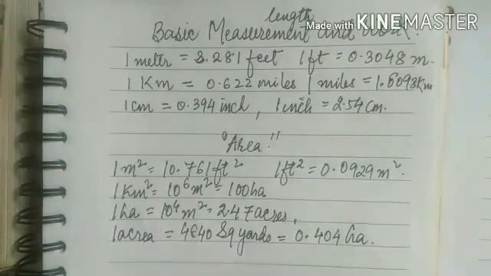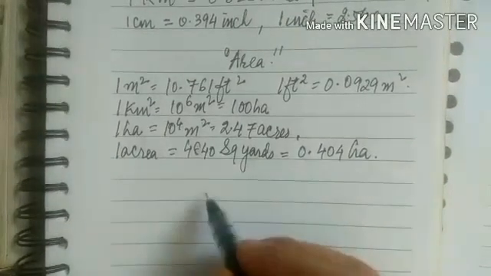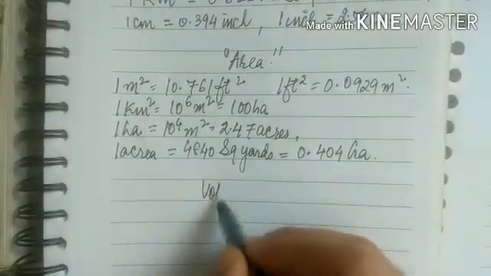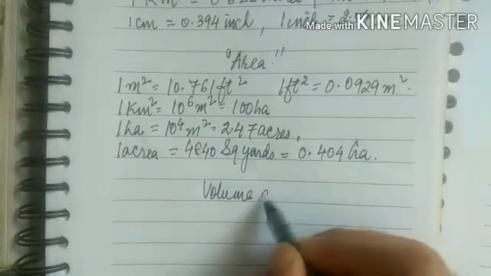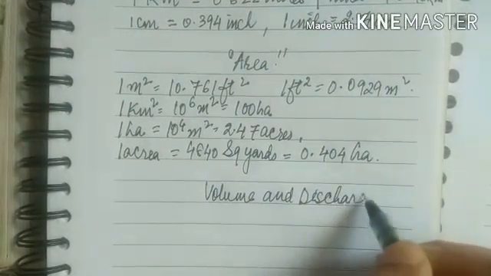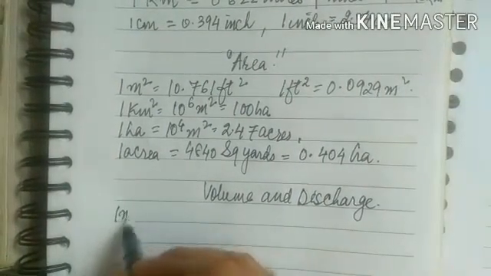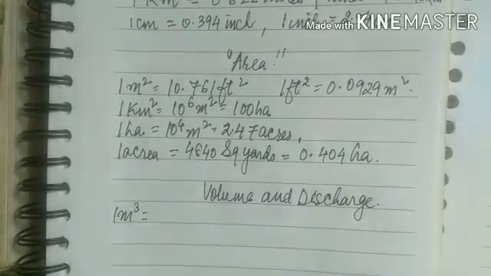Then the last one we have to know about: after area is volume and discharge, which is mostly used in fluid mechanics. There is a gap in that. 1 meter cube, because you know the unit of volume is calculated in meter cube.